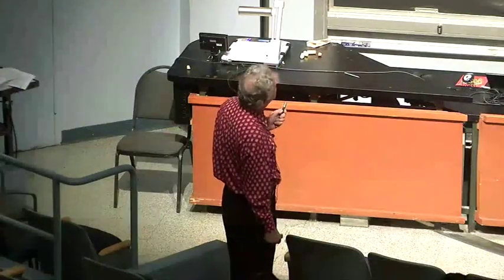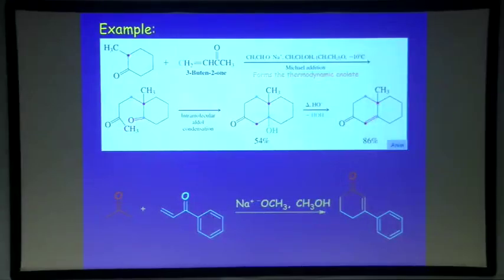So here's the example that we started off with. Let's finish it off to the intramolecular aldol. So again, we're starting with methyl cyclopentanone and 3-butenone. That's the reaction we saw earlier. In this particular example, that gives 86% of the Robinson product. They actually use sodium methoxide and ethanol at low temperatures.